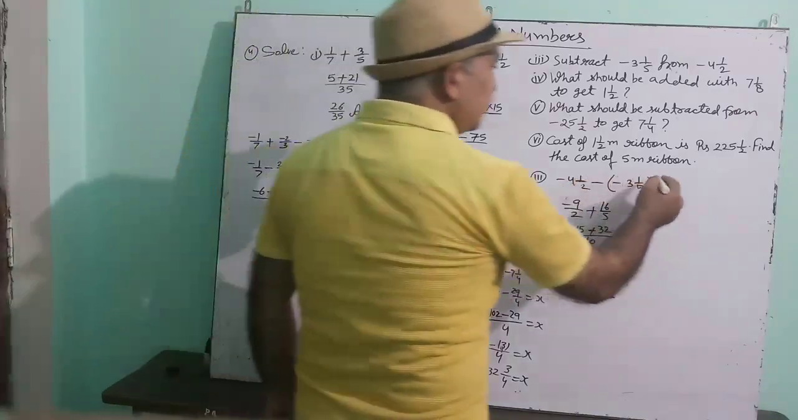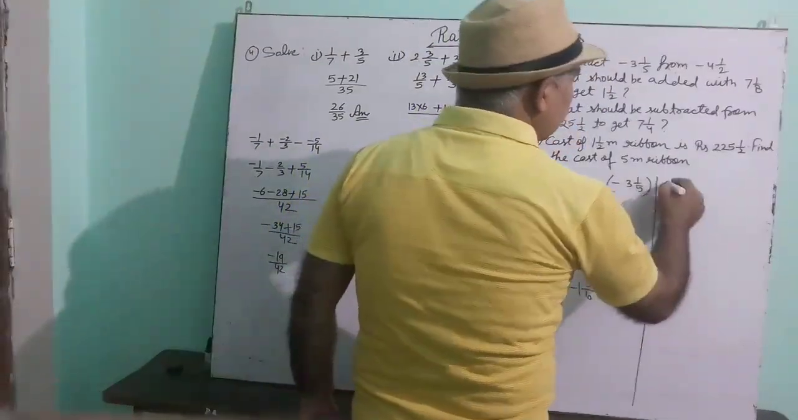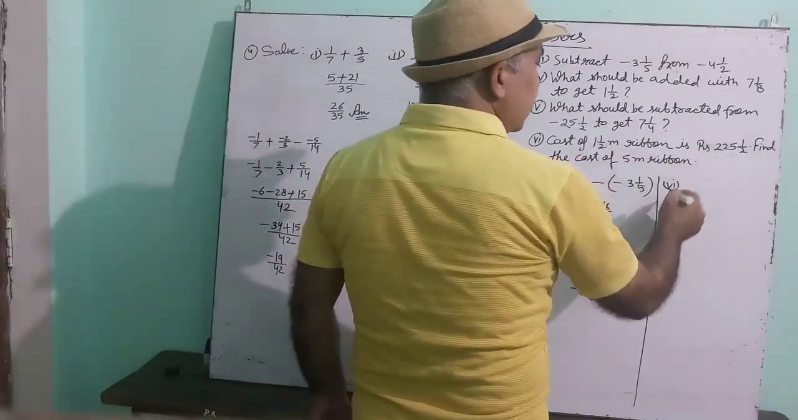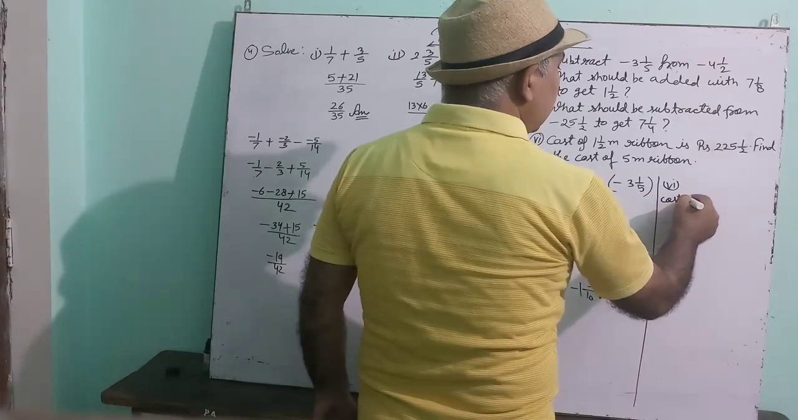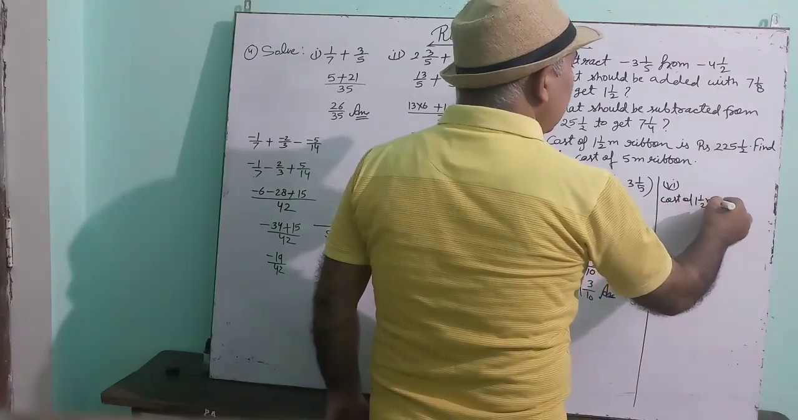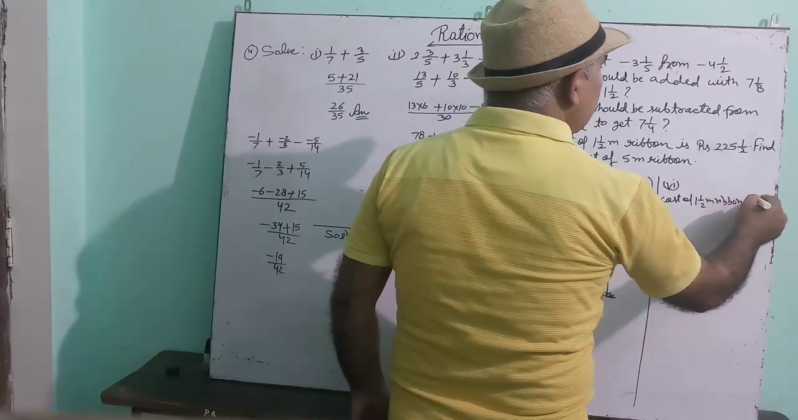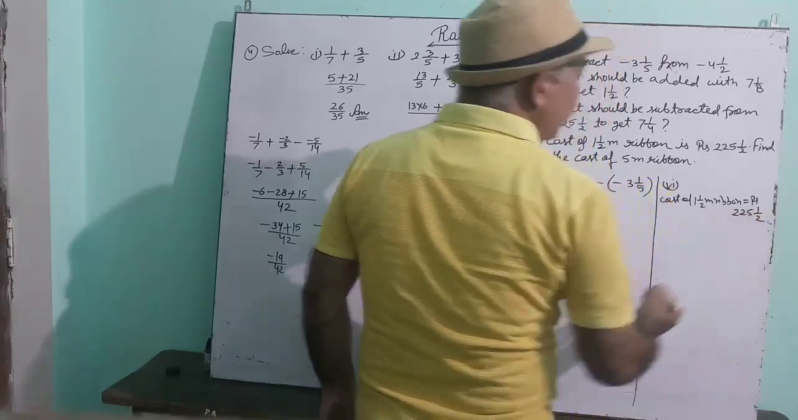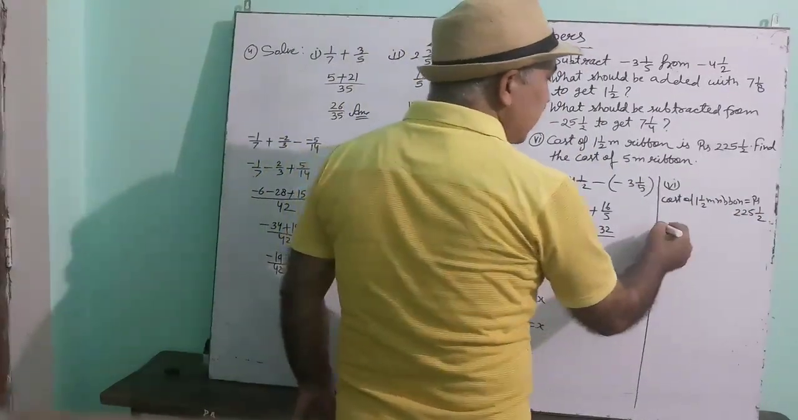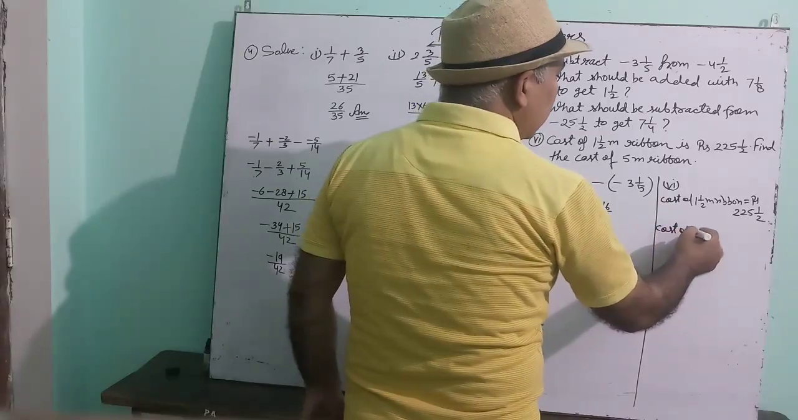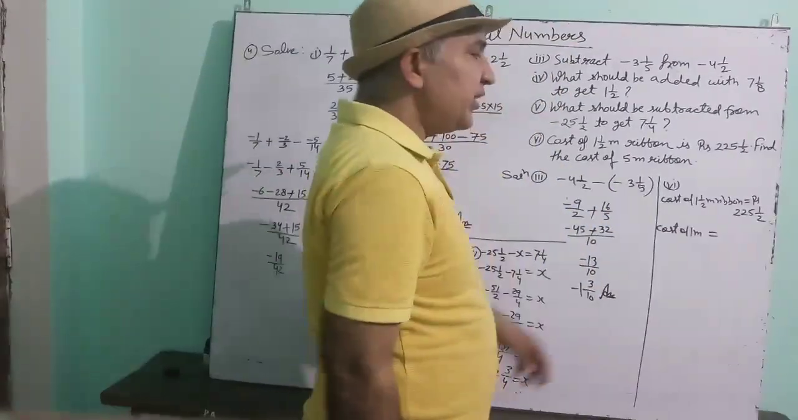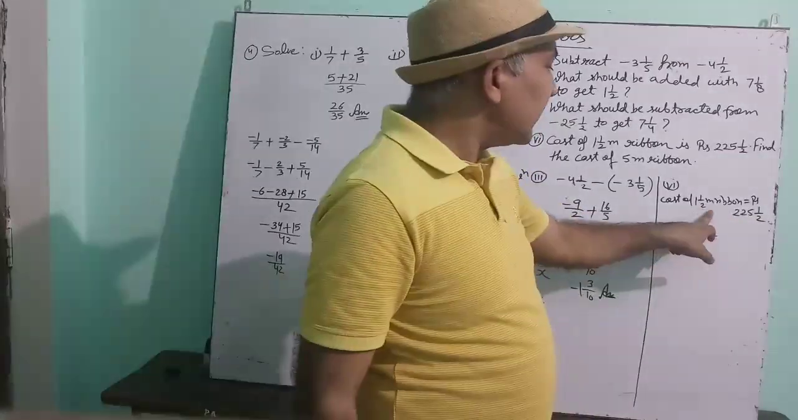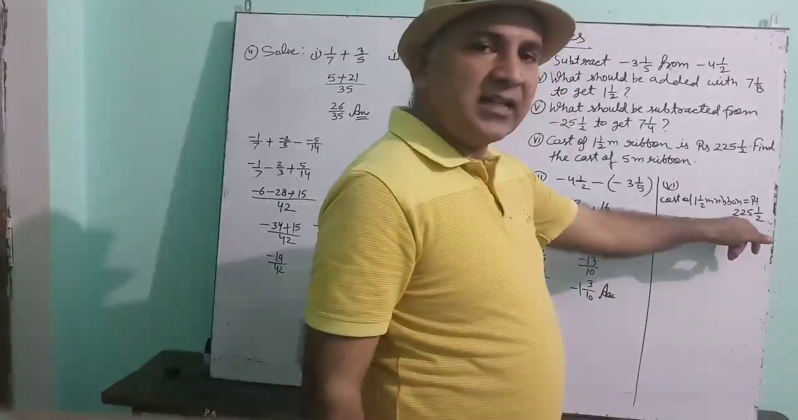Now the last question. Cost of 1 by 2 meter ribbon is this. In your question it is given that the cost of 1.5 meter ribbon is equal to rupees 225 and half. Then what will be the cost of 1 meter? Cost of 1 meter will be less than 225 and half, because this is the cost of 1.5 meter. Then 1 meter cost will be less than this.